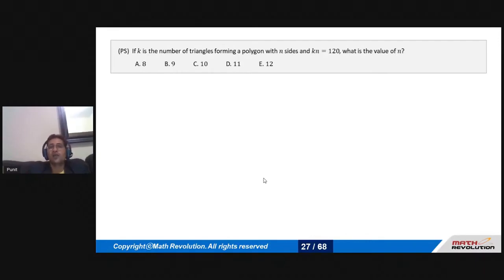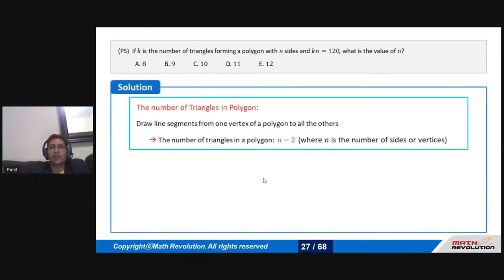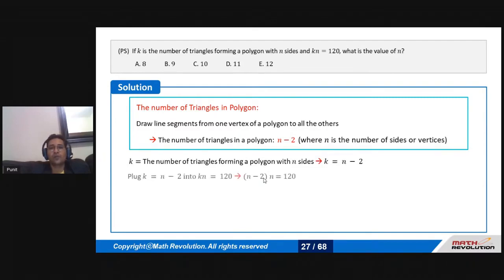Now understand, we don't know what that polygon is because it's an n-sided polygon. We don't know the number of triangles formed because it's K, and Kn equals 120. So we'll apply the same logic that the number of triangles formed in a polygon equals n minus 2. This K, the number of triangles, should equal n minus 2. When Kn is 120, we substitute K equals n minus 2 into the equation, and we end up getting n minus 2 times n equals 120.